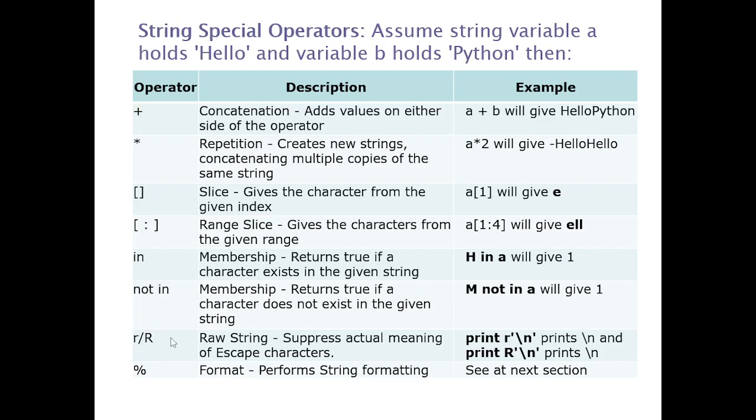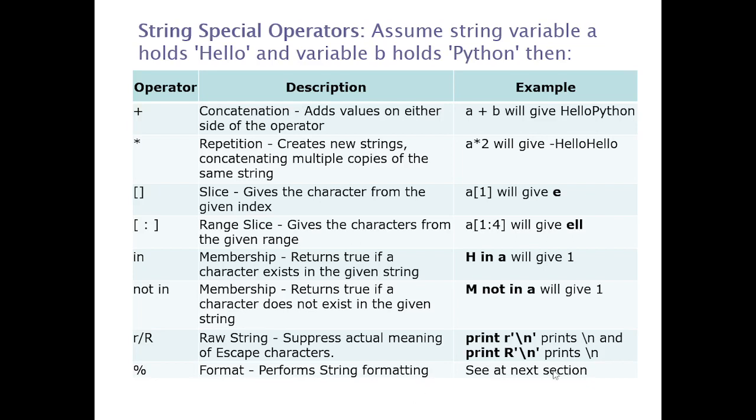So this operator R or big letter R, the description is raw string. It suppresses the actual meaning of escape character. So print backslash n prints a new line, and print R backslash n prints backslash n. So this suppresses the actual meaning of the escape character. So instead of printing a new line, this will print backslash n. Then we have the modulo operator, and its description is format, performs string formatting.